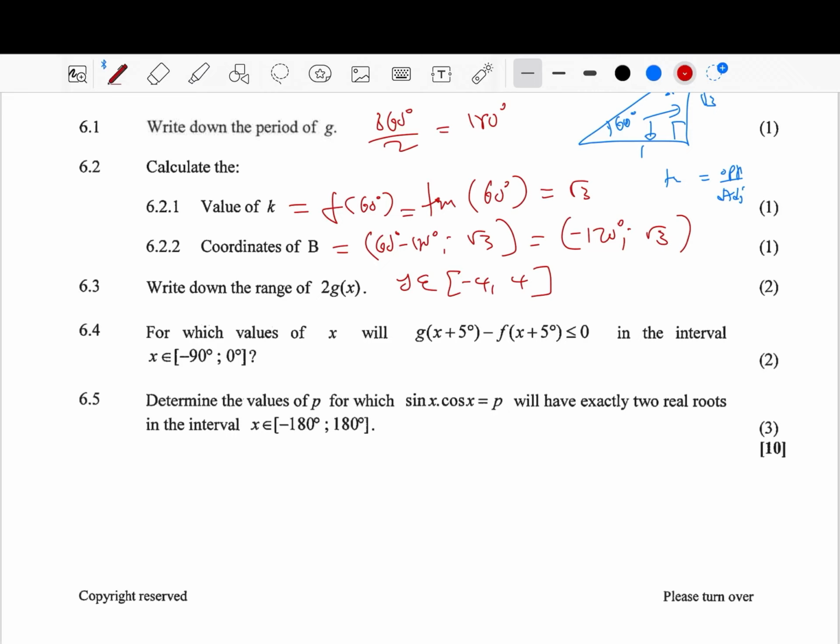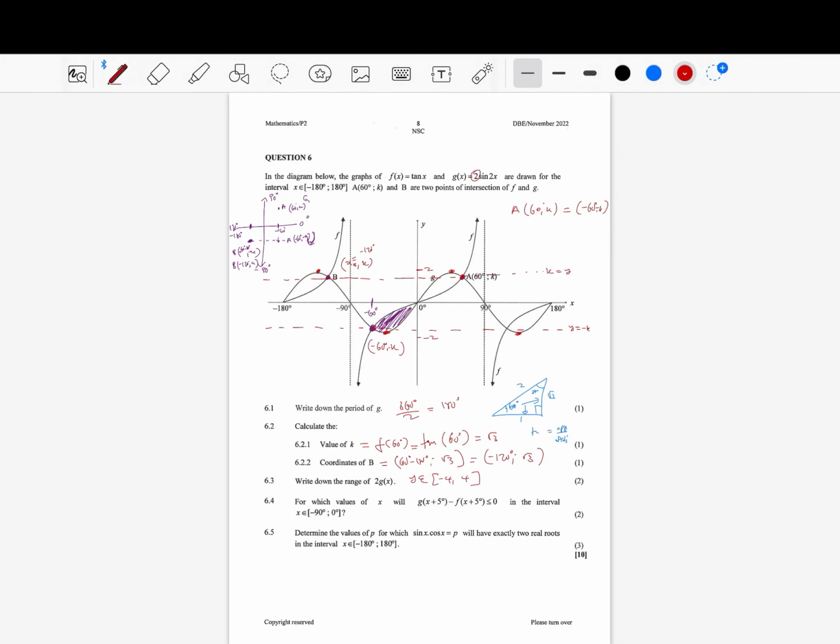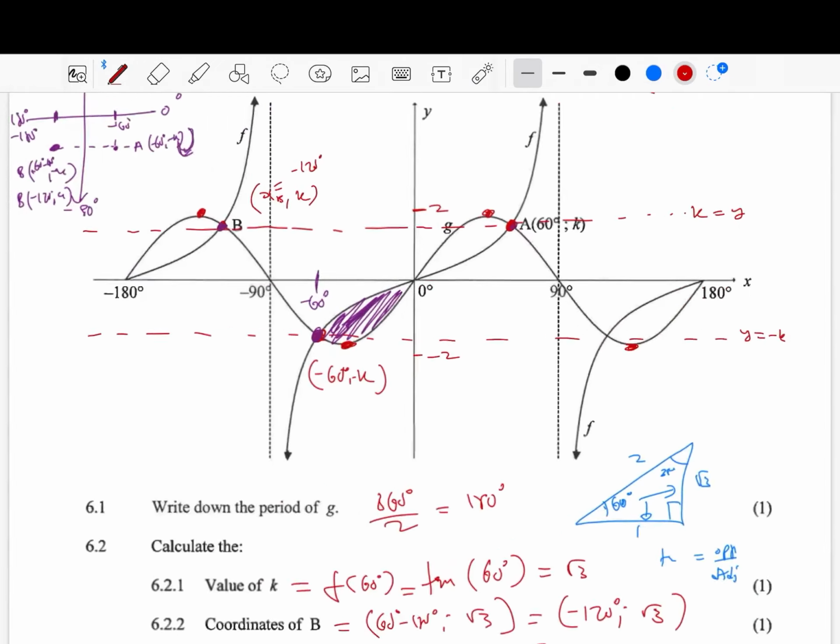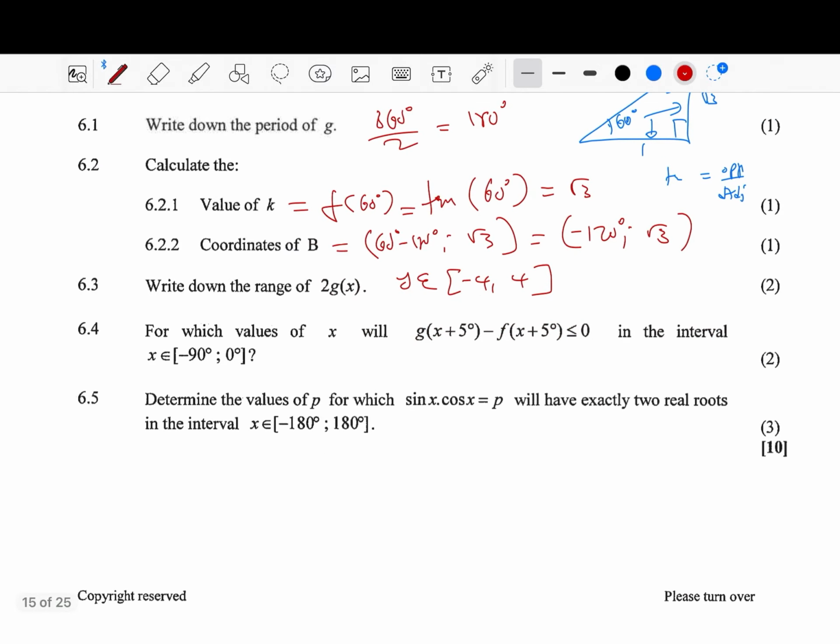Determine the value of P for which sine X cos X equal to P will have exactly 2 real roots in the interval X is in between negative 180 and 180. Okay, these are really good questions. Determine the values of P for which sine X cos X is equal to P would have exactly 2 real roots in the interval.